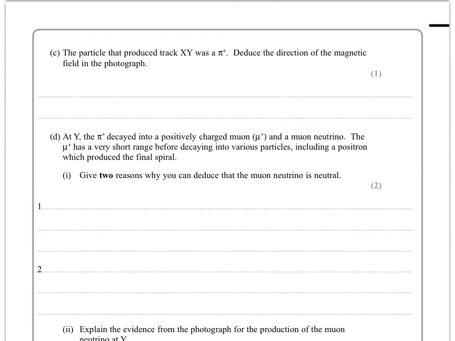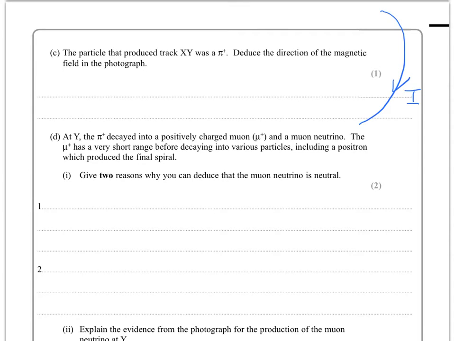The particle that produced track XY was a pi plus. Deduce the direction of the magnetic field in the photograph. So we've got a particle that's curving like this in a magnetic field. And we also know that it's a positive particle. So a positive particle, because they're saying it's positive here, this is a bit like current. So this is like knowing the value of I, if this was like a charge flowing in a wire. So we can use Fleming's left hand rule.